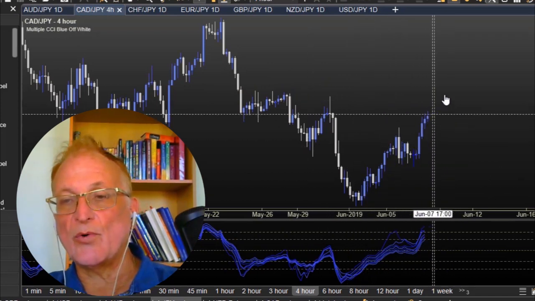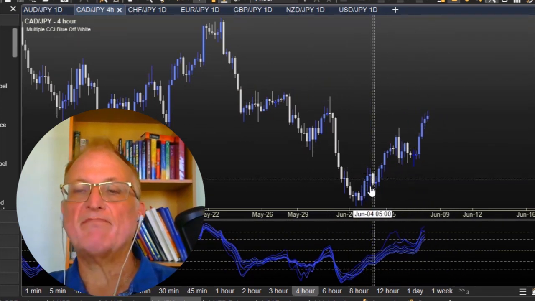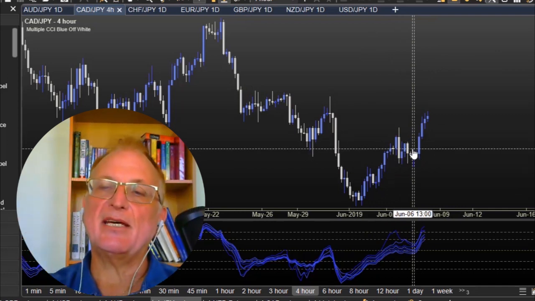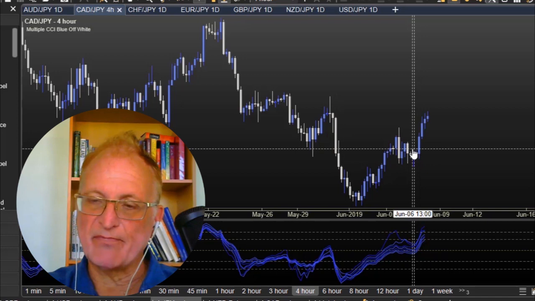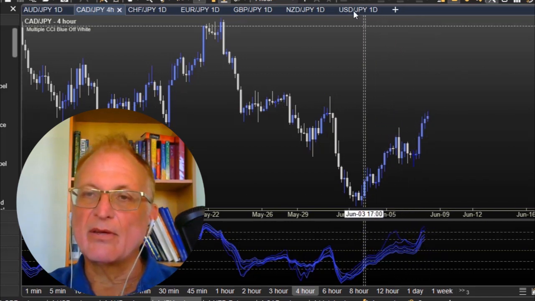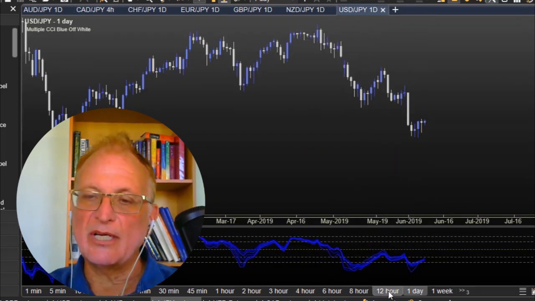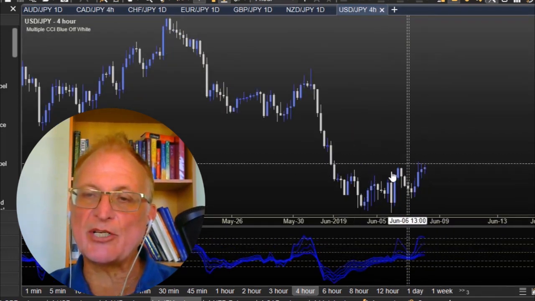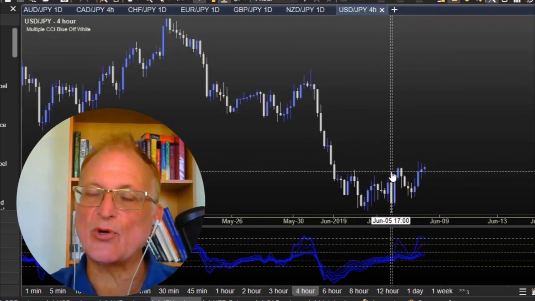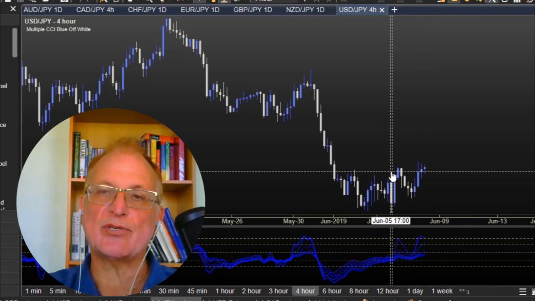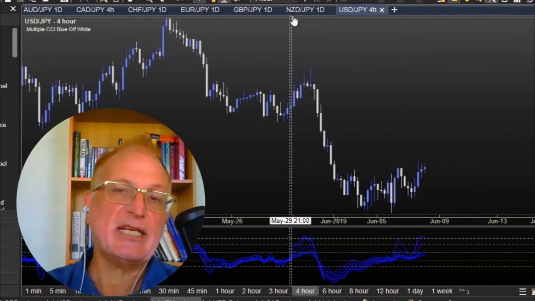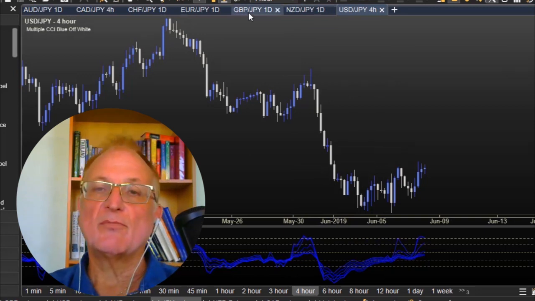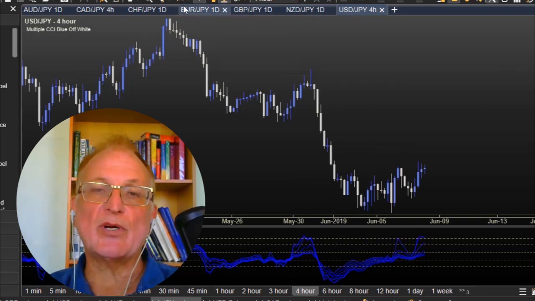I don't know what kind of correction this is going to end up being, but we could just assume if we had an end of a correction, we could go short. US dollar yen, daily to the 4-hour. That's a correction. If we had an end of a correction, we would have a short. So we didn't have a short at the time that you were first thinking about it, but later we probably will have a short.